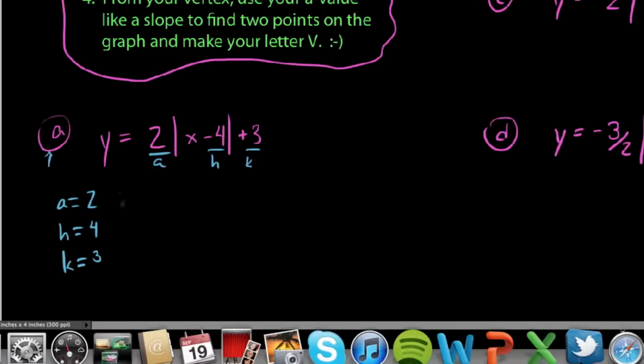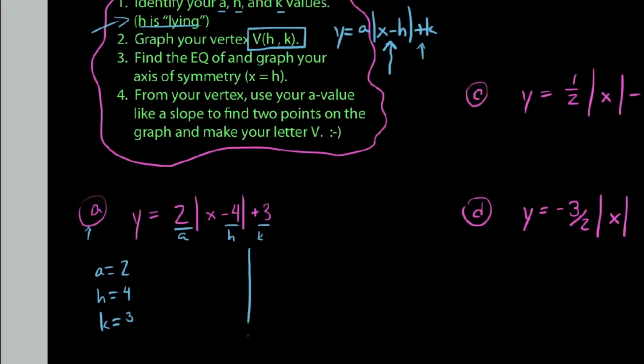So what does this tell me about my graph? We've already done step 1 up here. If you're taking notes, these are good steps to write down. Step 2 is to graph our vertex. I've given us the note that our vertex is at h comma k, and we've already discovered h and k, so our vertex is at 4 comma 3. We proceed over to 4: 1, 2, 3, 4. We go up 3: 1, 2, 3. So here's our vertex right here.